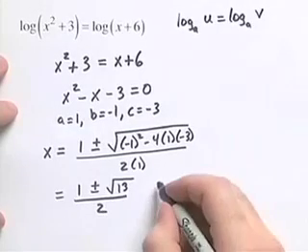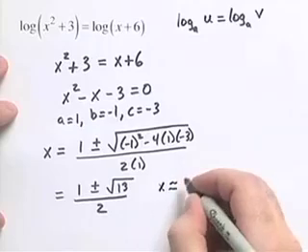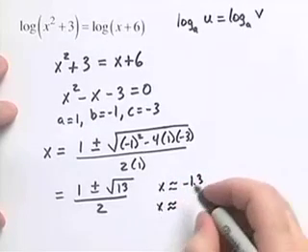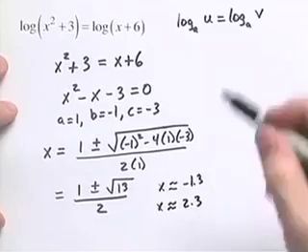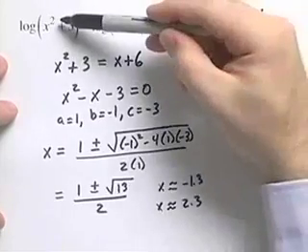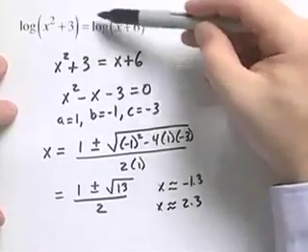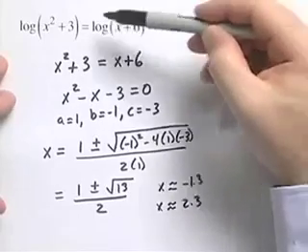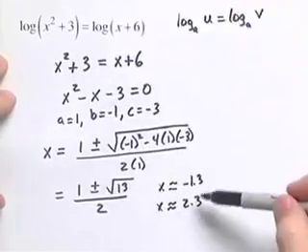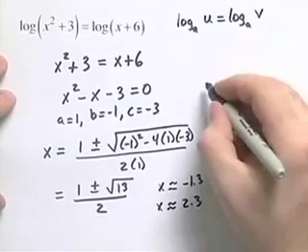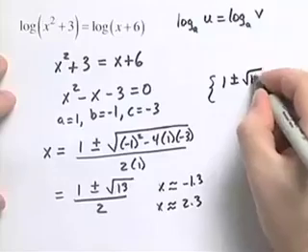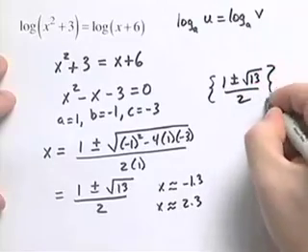If we put that in our calculator, we'll see that x is approximately -1.3 and x is approximately 2.3. If we use those and check in our original equation, you can see that neither one of those values will yield a negative value inside the logarithm, nor will they yield 0, and so both of these solutions will work. So our solution set will be 1 plus or minus the square root of 13 over 2.